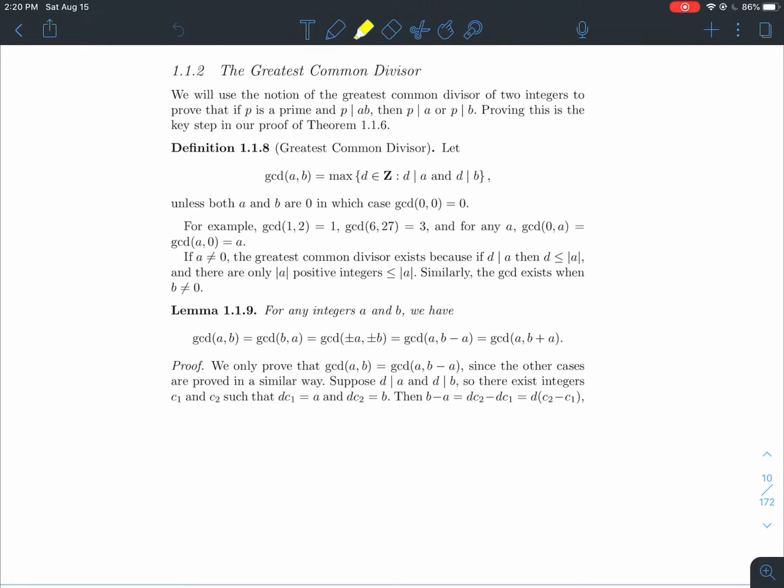This is a short video about 1.12 in Stein's elementary number theory book about the greatest common divisor. Probably break this into maybe 2 or 3 videos because it's kind of a long section. So to jump right in, what's the definition of the greatest common divisor of 2 integers?